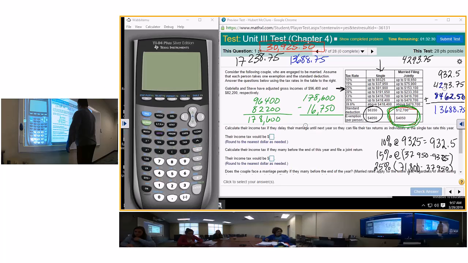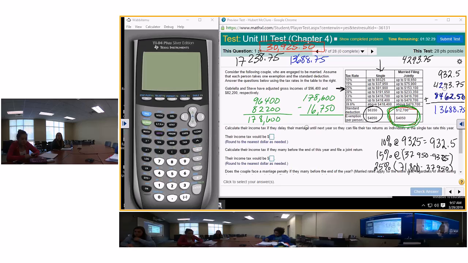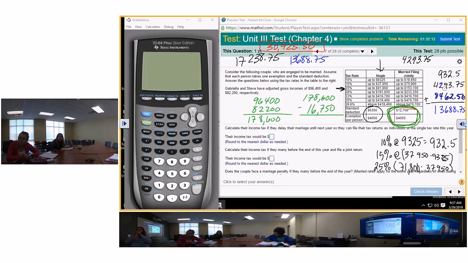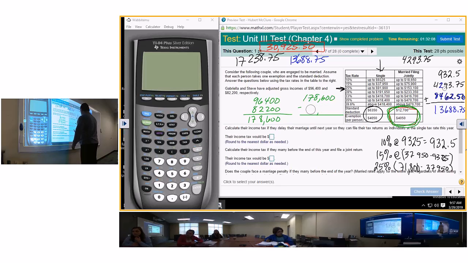Don't you do the 4,050 twice? Isn't it still per person? Yes, you're right. I'm sorry. So what's 4,050 times two? $8,100? So that's going to be 20,800. Somebody check that. That's it. Yeah. Thank you. 20,800.